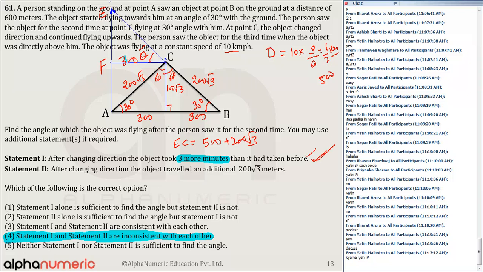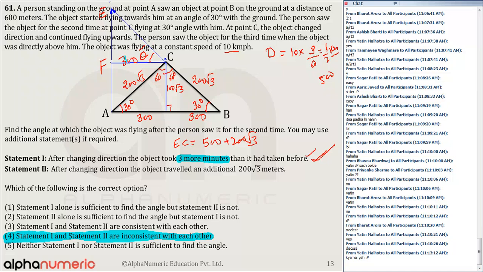Second statement says, after changing direction, the object traveled an additional 200 root 3. So again, in the second case also, the length of EC is given, and the length of FC is known. So we can find out the theta by using cos theta. Cos theta is equal to base upon hypotenuse. So theta can be found out. So that's why the answer is both the statements.